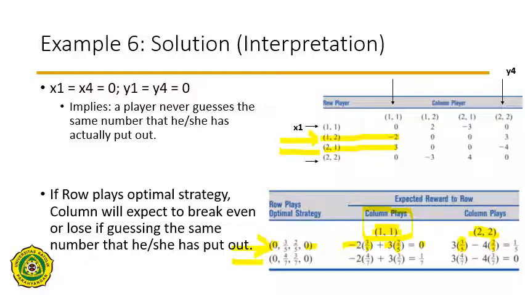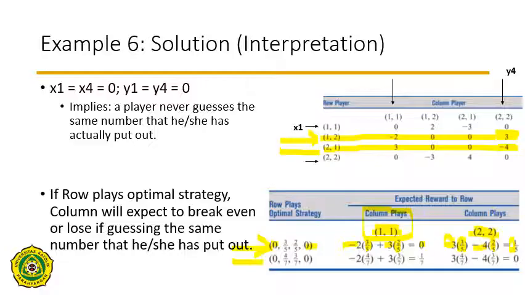If the row player plays the second strategy, and then the column player plays 2, 2, then the row player will win $3. However, if the row player plays the third strategy and the column plays 2, 2, it means the row player will lose $4. So that's why here it is minus. And then when we calculate this expected reward for row, we get 1 over 5.